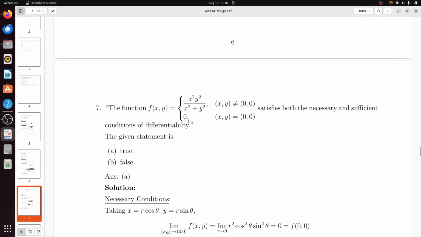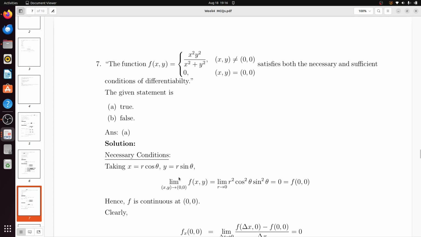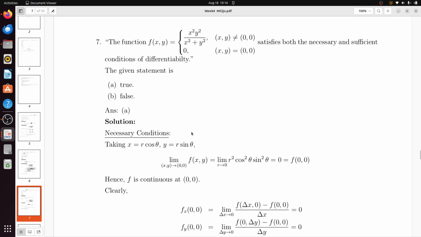Next we will prove that the function d satisfies both necessary and sufficient conditions of differentiability. The given statement is true or false. So what is the necessary condition of differentiability? The necessary condition of differentiability is that the function is continuous and first order partial derivatives exist, right? So that is the necessary condition. So first, how to prove it? Simply use polar coordinates.